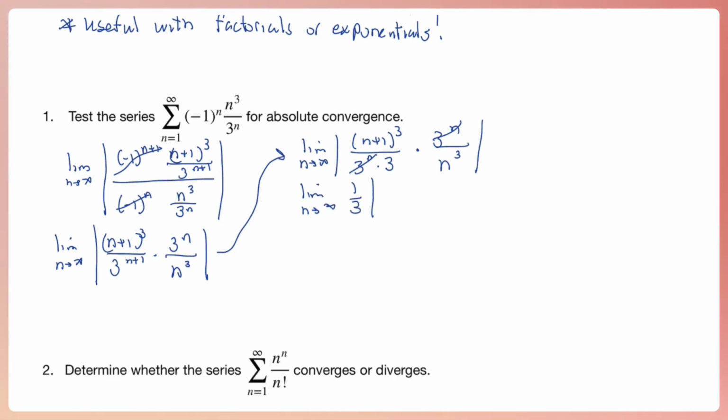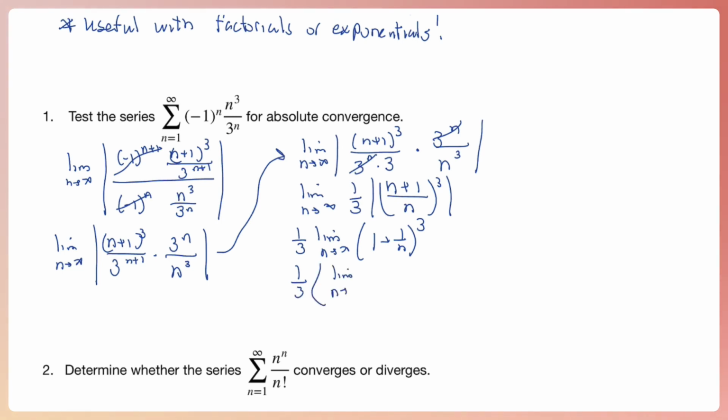So the limit as n goes to infinity of 1/3 of the absolute value of n plus 1 cubed over n cubed. And then we can factor that cube out. Factoring out that 1/3, we have the limit as n goes to infinity of n plus 1 over n, which is the same as 1 plus 1 over n. And then remember our powers with limits, we can bring that limit inside and say the limit as n goes to infinity of 1 plus 1 over n, quantity cubed, times the 1/3.